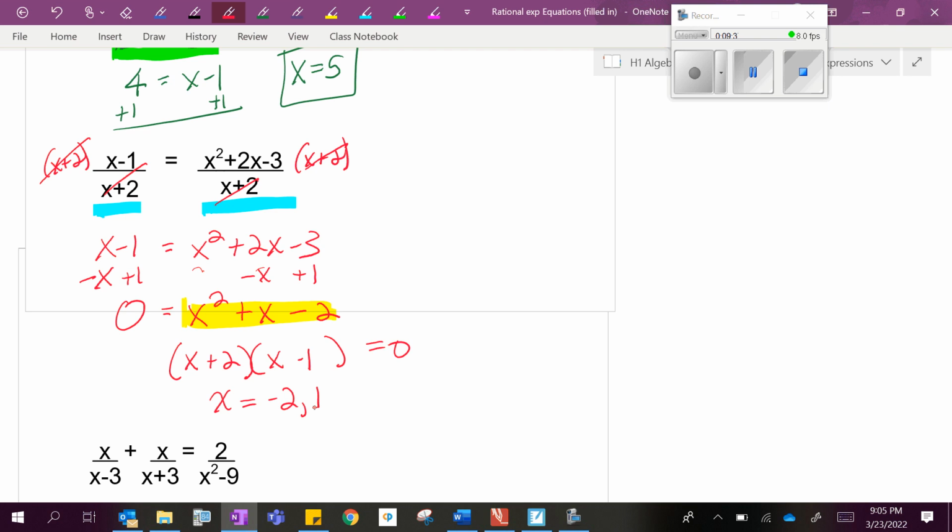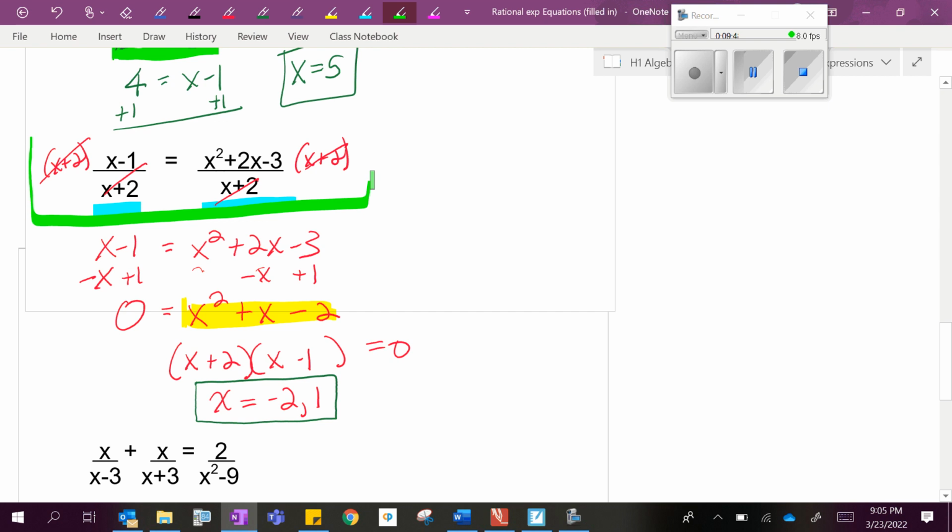Okay, now at this point, though, I do want to bring up something. I'll talk more about it next class. But if we looked up here at our domain restrictions, which I haven't mentioned yet this lesson, we can see that x cannot equal negative 2, right? Because that's the value that would make the denominator 0.